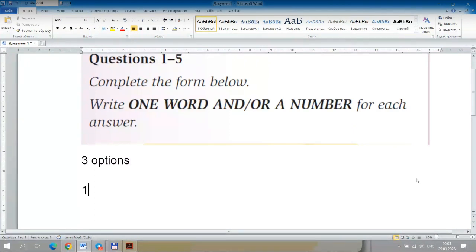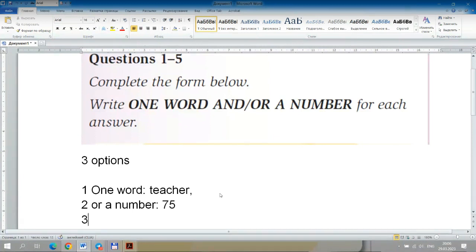First one is one word. What it means is that you can only write one word, like let's say Furqat John is one word, or teacher is another word. So you can only write one of these words, all right? It should be only one word. And the next option you have is a number, which means you can only write one number. For example, 75 or something like that.